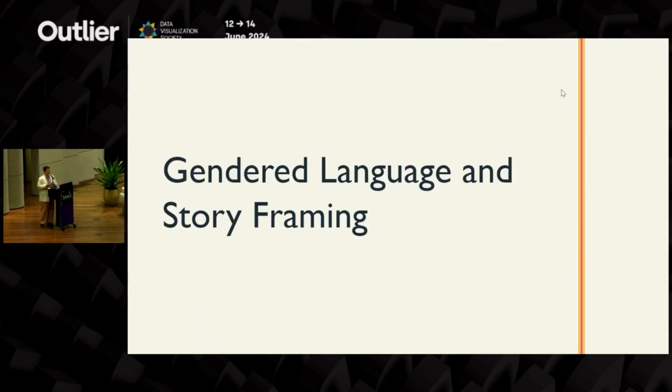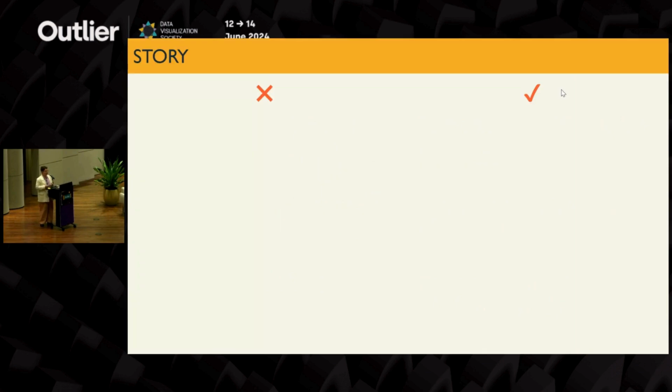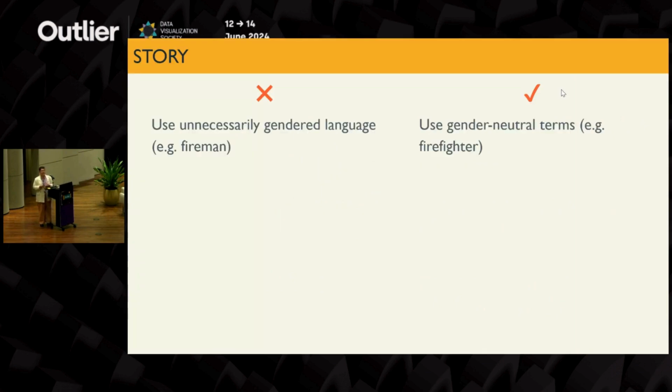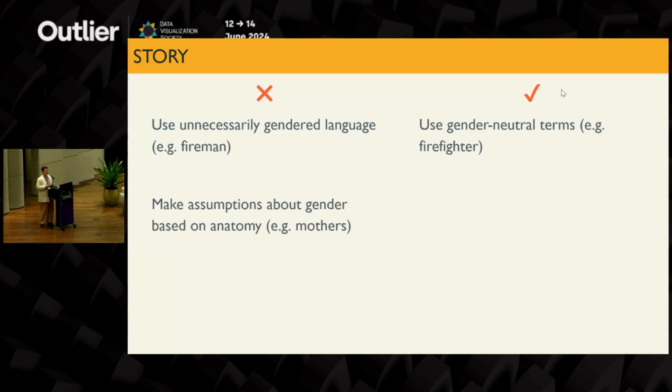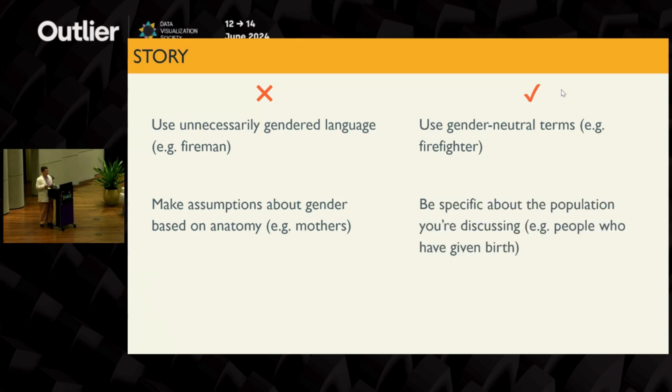The final step to any data story is writing and publishing it for the world. So in your story copy, avoid unnecessarily gendered language, and instead opt for gender-neutral language, like using the term firefighter instead of fireman, or humanity instead of mankind. Don't make assumptions about the gender identity of the people who you're using data on based on their anatomy or medical conditions. Just speak directly about the population that you're addressing, such as people who have given birth or people at risk of prostate cancer.